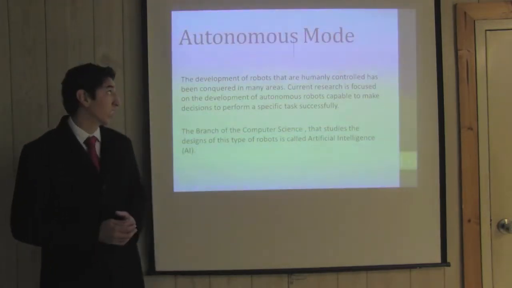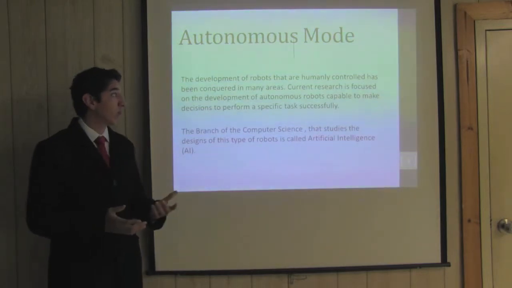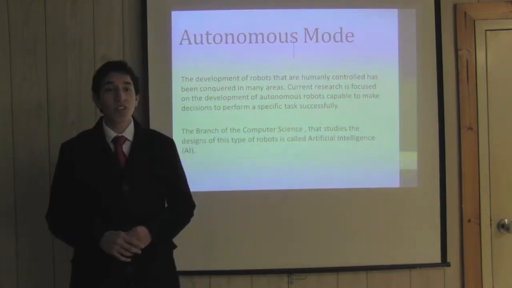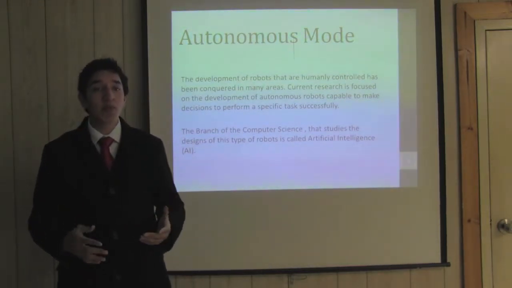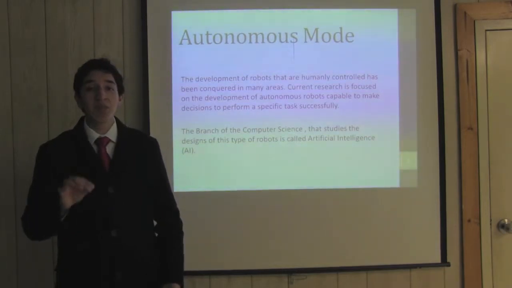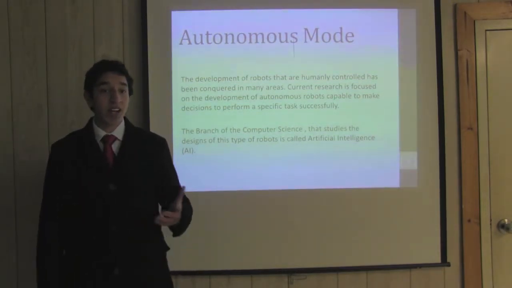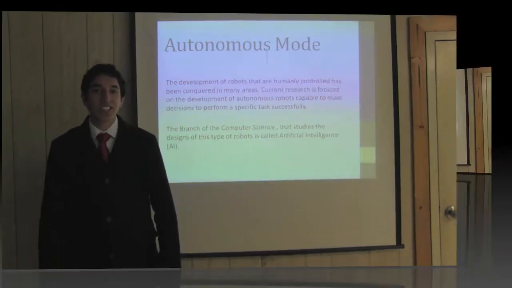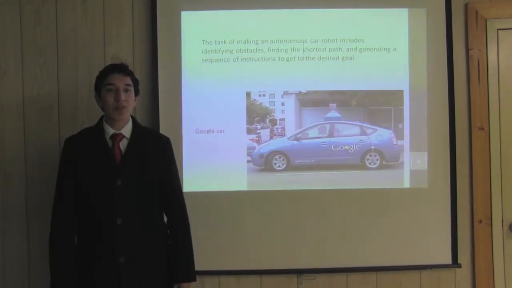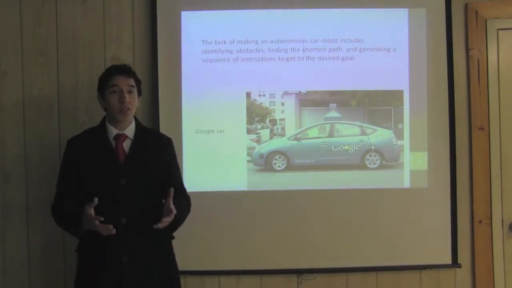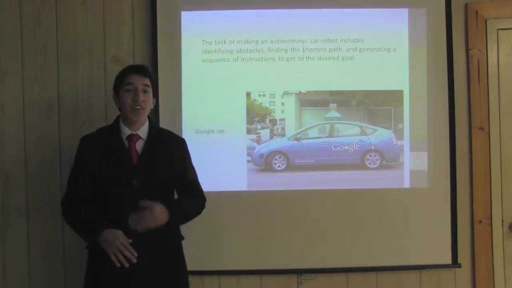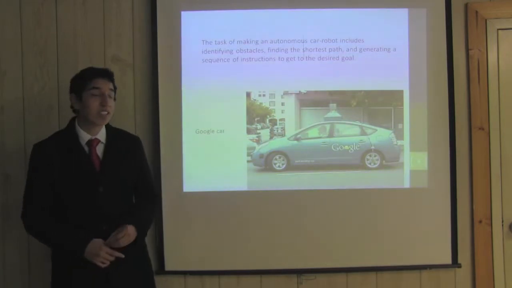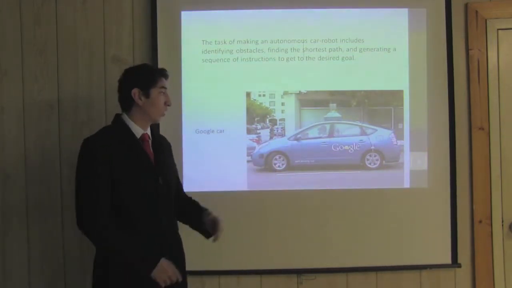I would like to start with what an autonomous robot is. The development of humanly controlled robots has been conquered in many areas. Current research is focused on the development of autonomous robots capable of making decisions to perform a specific task successfully. The branch of computer science that studies the design of this type of robot is called artificial intelligence. The task of making an autonomous car robot includes identifying obstacles, finding the shortest path, and generating a sequence of instructions to get to the desired goal. One of the best known autonomous vehicles is the Google car, which is a self-driving car.